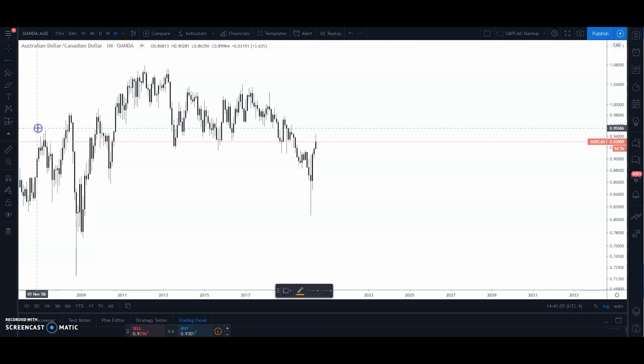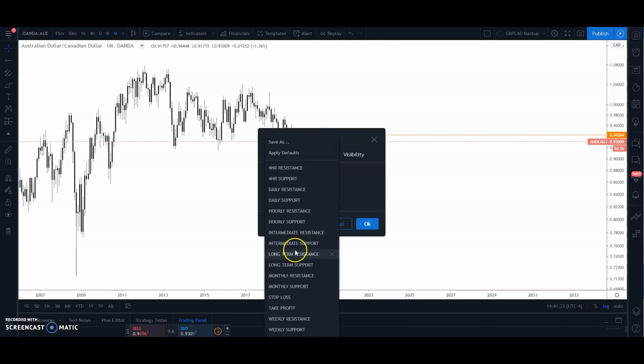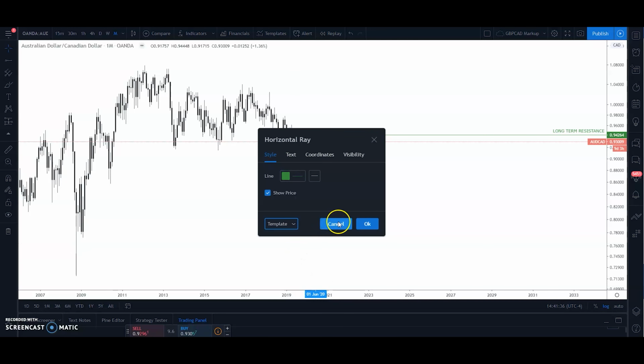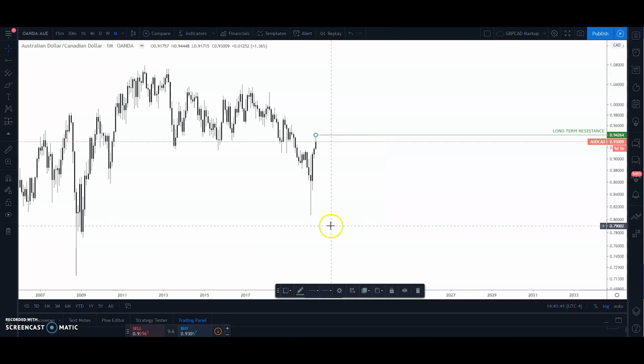So what I'm going to do is go over here to my horizontal ray. I'm on the monthly chart, and what I do is try to find the highest and lowest points for each most recent time period. Obviously right here is the most recent swing high, right? So I'm going to drop a line on that, and I will call this my long-term resistance. I've saved templates so that I don't have to type it each time, because I go through quite a few pairs every week.